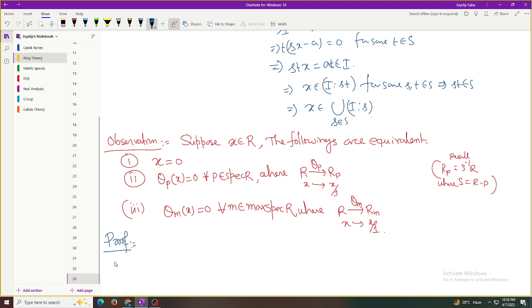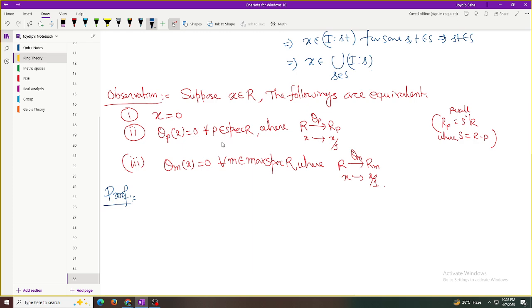This is the local global principle, because x is globally 0, that means it is locally 0, locally for all p belongs to Spec. 1 implies 2 is obvious. If x is 0, then x by 1 is 0. Now 2 implies 3: theta p x is 0, each maximal ideal is a prime ideal, so it is also obvious.